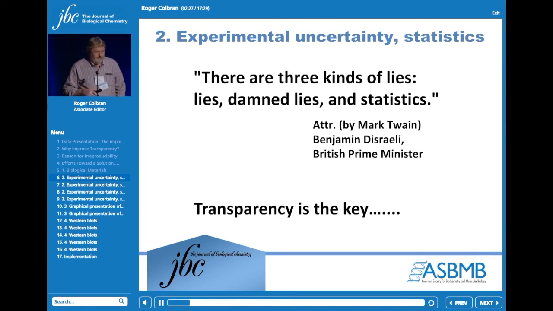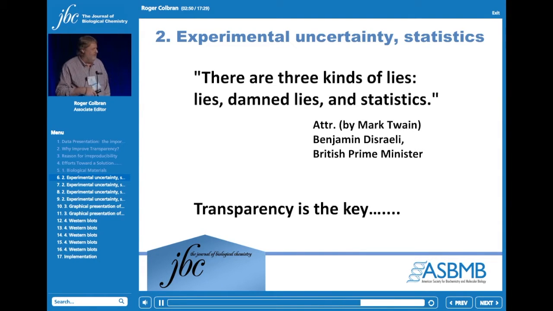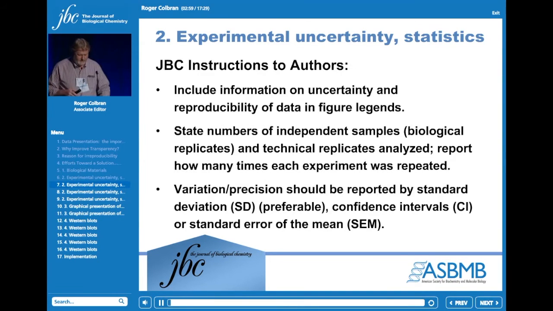The second thing I want to talk about is this issue of experimental uncertainty in statistics, and whenever I think about this, I'm reminded of this phrase that was popularized by Mark Twain many years ago and was attributed to a British Prime Minister, Benjamin Disraeli. There are three kinds of lies: lies, damn lies, and statistics. And I think anybody that's seen statistics in some papers will understand where this came from. And I think that we want to avoid this, obviously, and I think the real key is the transparency in how you report your data and how you have done this statistical analysis.